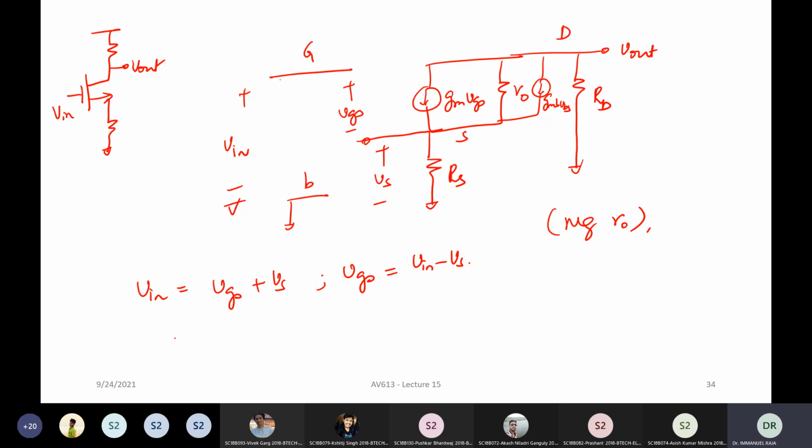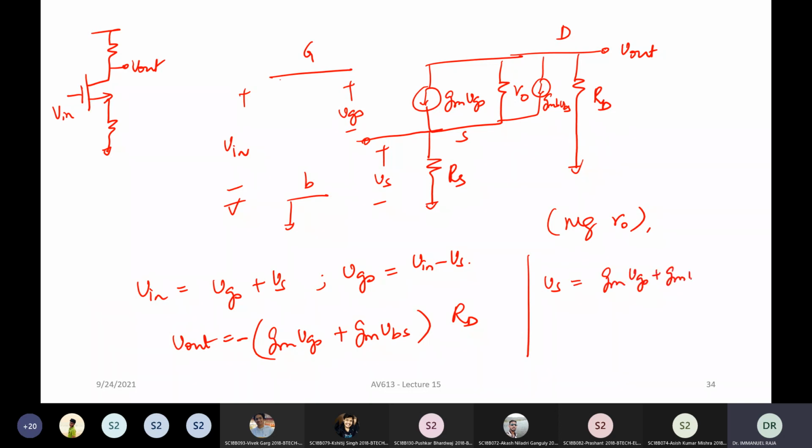Rather, if we neglect R0, what happens to Vout? Vout can be written as GM times VGS plus GMB VBS. These are the two current sources pulling the current through RD, minus of this one, right? Now what is VS here? VS is nothing but these two currents flowing through RS. So it is GM VGS plus GMB VBS, these two currents together flowing into RS. Now substitute this in this expression.